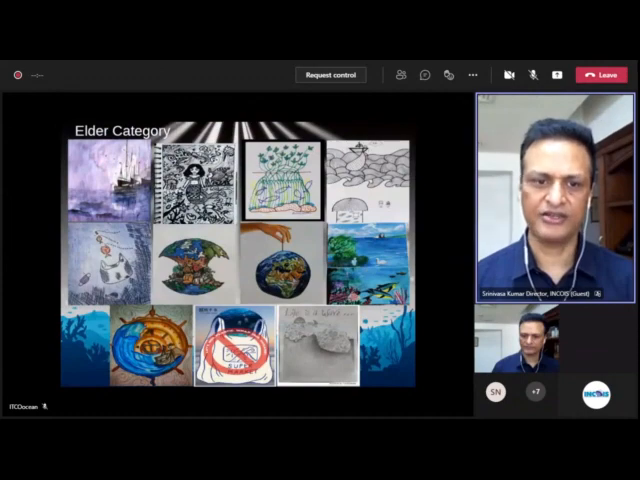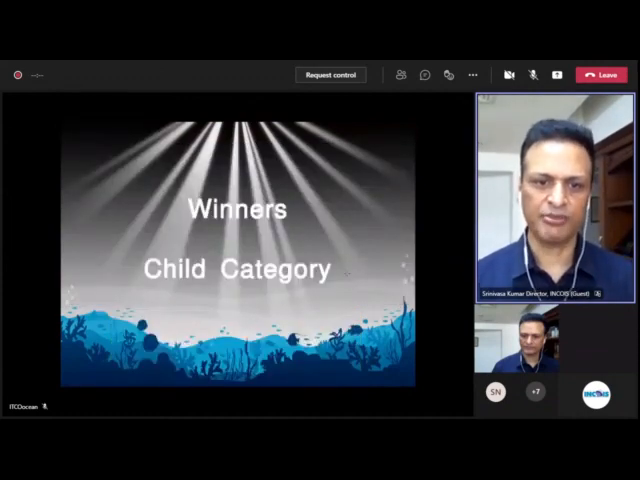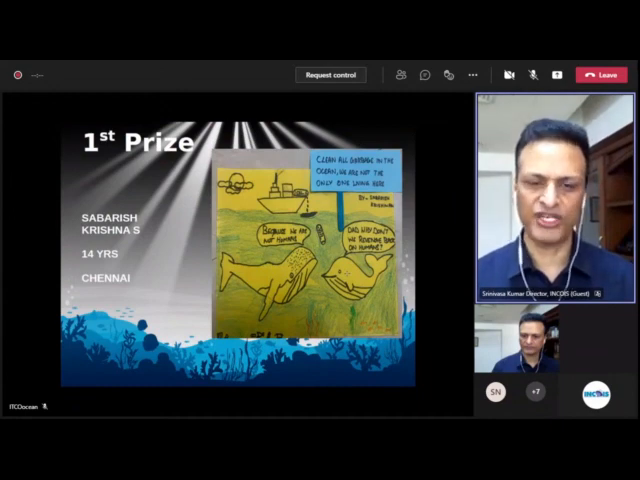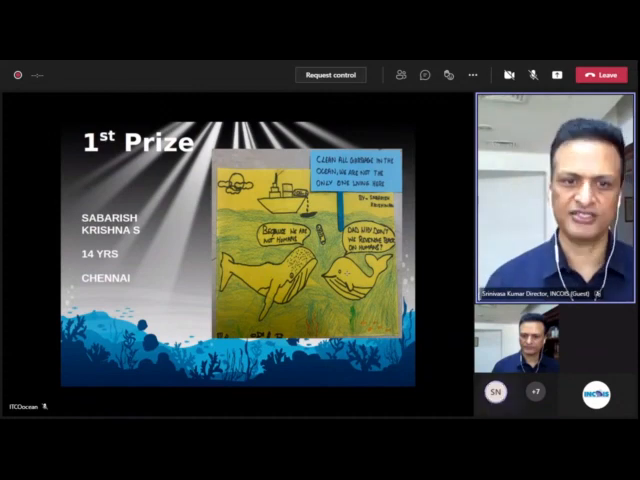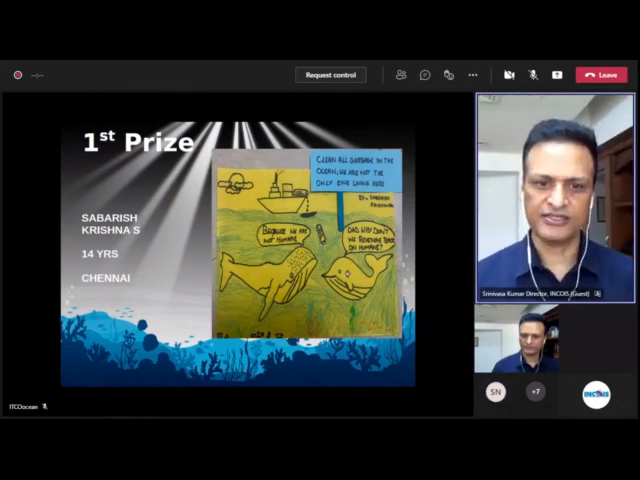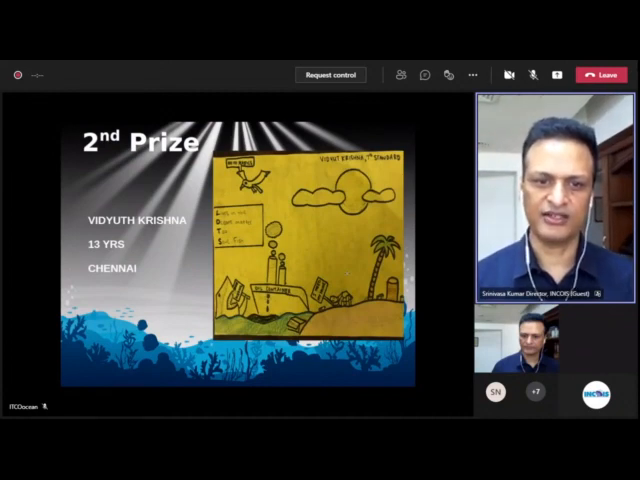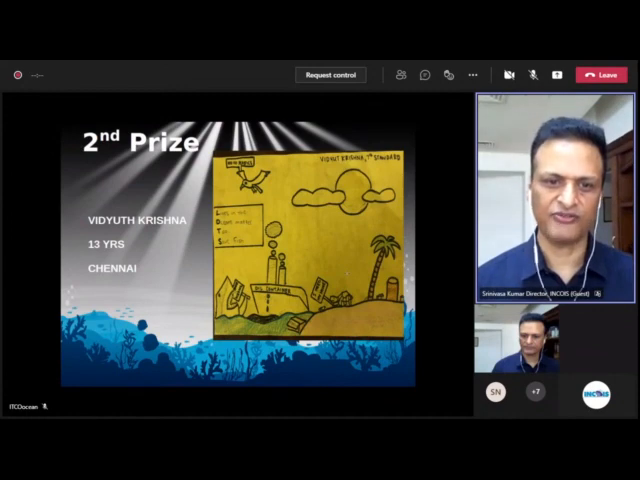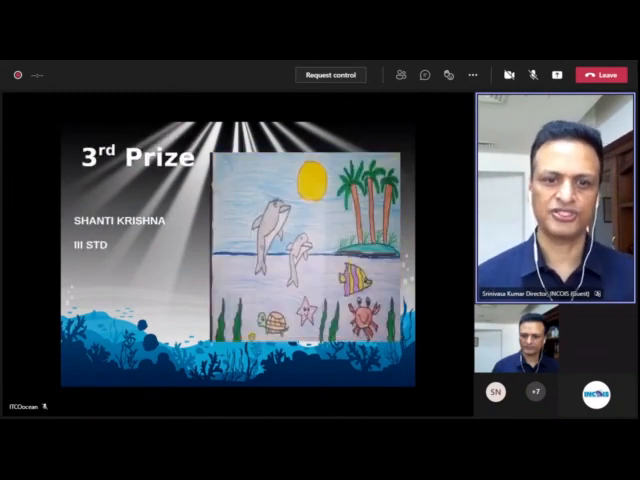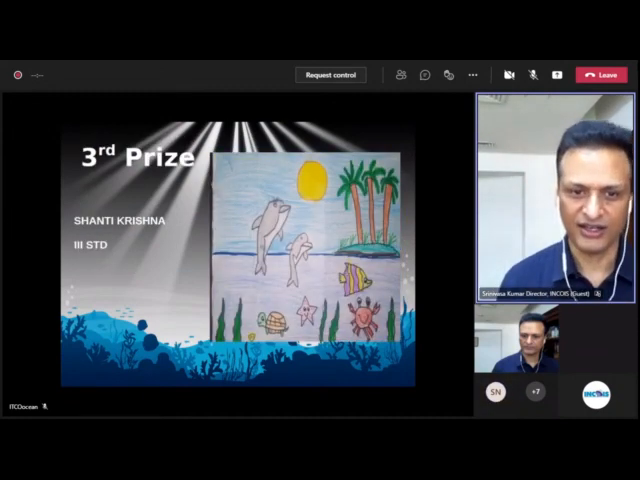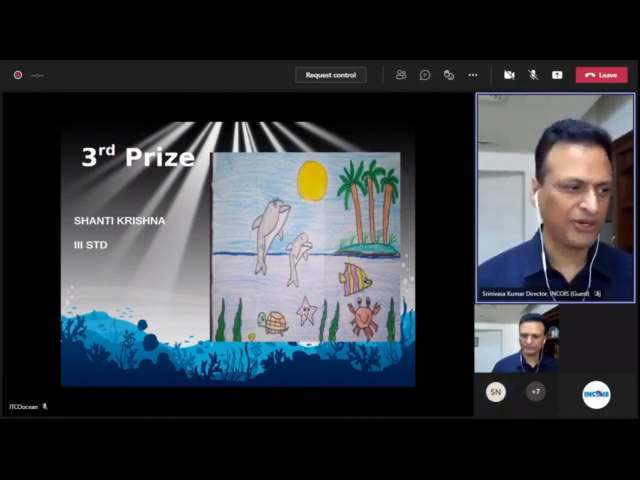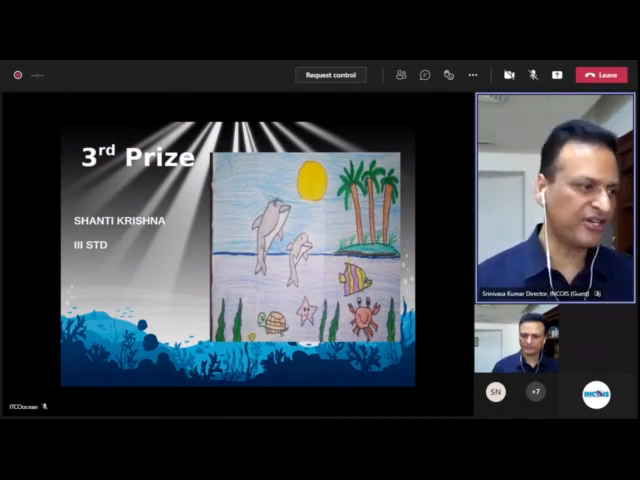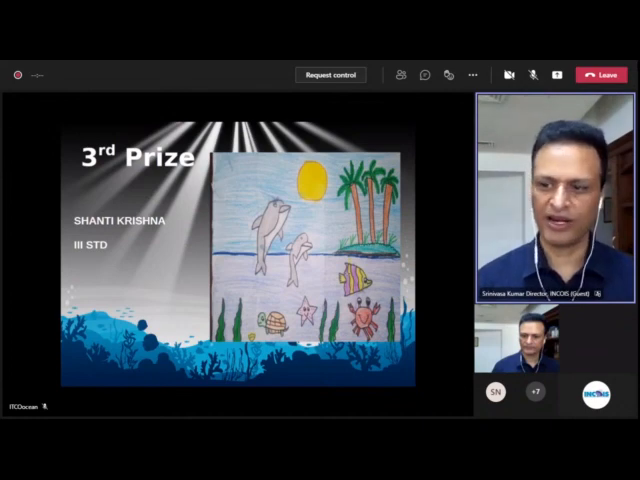In the children's category, the first prize goes to Sabarish Krishnan, who is a 14-year-old youngster from Chennai. So first prize, Sabarish Krishnan. And the second prize goes to Vidyut Krishna, who is again a 13-year-old child from Chennai. That is Vidyut Krishna, second prize. And the third prize goes to Shanti Krishnan, a 7-year-old kid, Shanti Krishna.